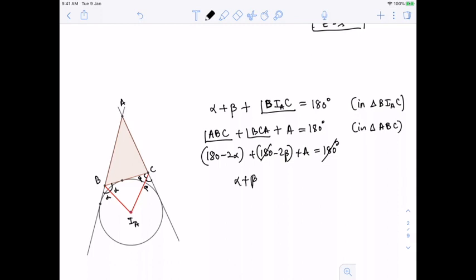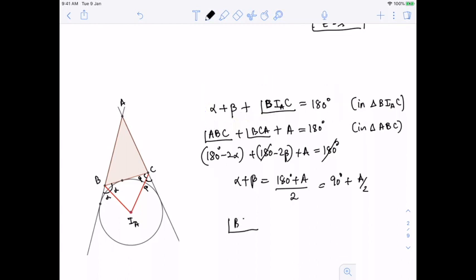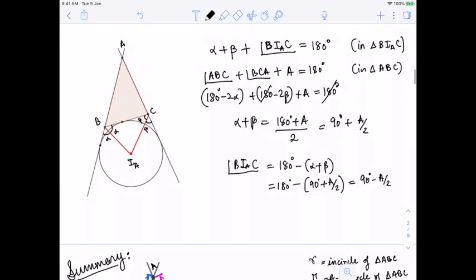You could write it as alpha plus beta is equal to 180 degrees plus A by 2, which is the same as 90 degrees plus A by 2. Now, if you plug this into the original equation, we will get a formula for angle BIAC. So angle BIAC is 180 degrees minus (alpha plus beta), the same as 180 degrees minus (90 degrees plus A by 2), which is 90 degrees minus A by 2.